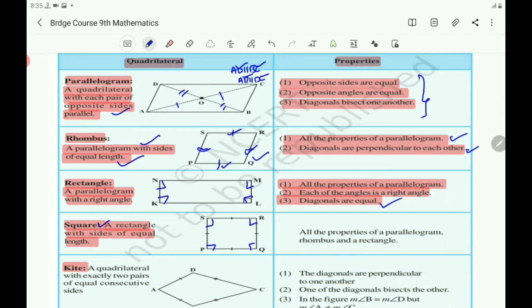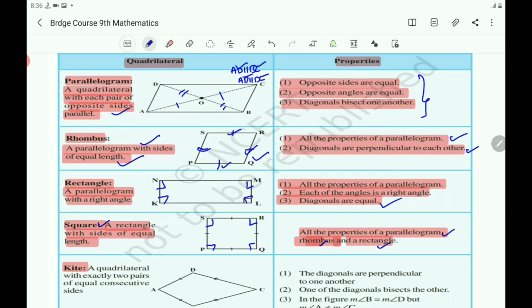So, here let us take all the properties of parallelogram, rhombus and rectangle. Here the square shows all the properties of parallelogram, rhombus and rectangle. How does it show all the properties of a parallelogram? In a square, opposite sides are equal, opposite angles are equal, diagonals bisect one another. And why does it have the properties of a rhombus? All the sides are equal. Why does it have the properties of a rectangle? All the angles are right angles.